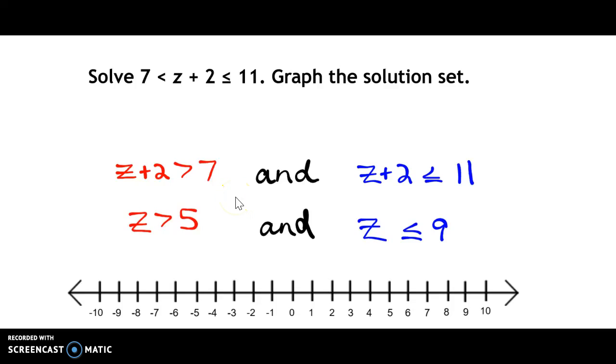Okay, so this video is basically about graphing the compound inequalities that you've been solving. So I have a couple of examples for us. The first compound inequality here is z plus 2 is greater than 7 and z plus 2 is less than or equal to 11.